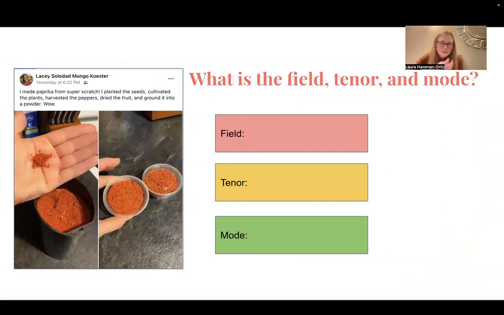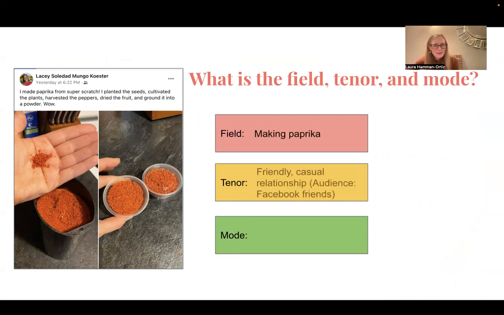All right, I'll give you a couple more examples just to help with this concept of field, tenor, and mode, because I know that can be kind of tricky. So this is an example of a Facebook post that one of my friends posted after she learned how to make paprika. So you can see from the post, the field is making paprika. She was learning how to make it from scratch, apparently.